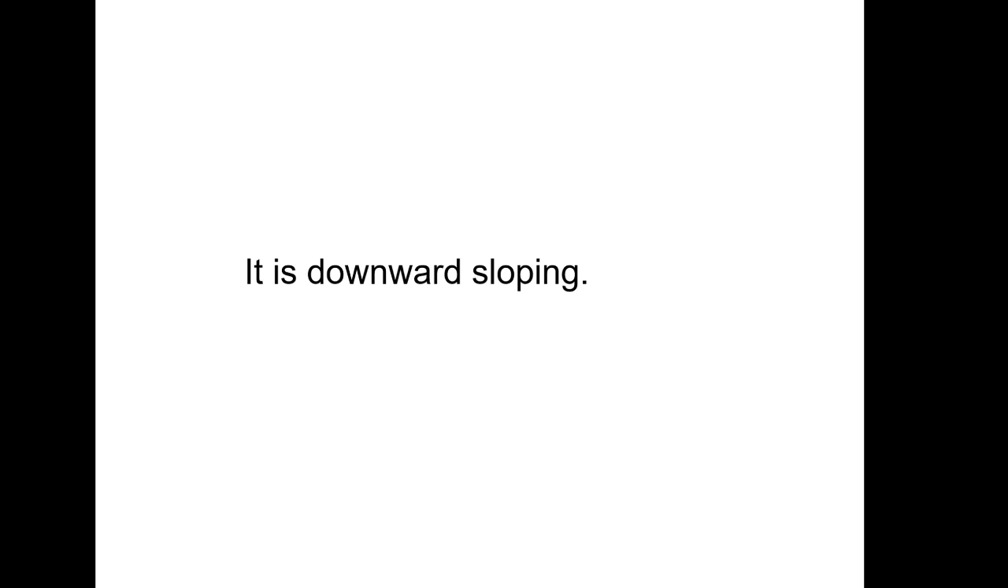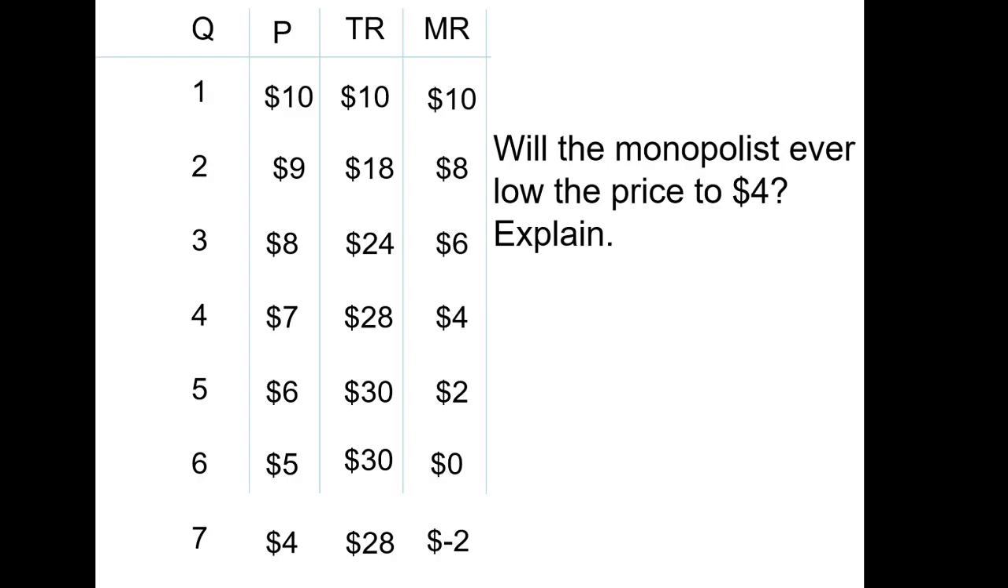Now, let's go to the chart again. Will the monopolist ever lower the price to $4? So in order to sell more goods, the monopolist has to lower the price. The question is, would he ever want to sell 7 units at $4? And the answer is no, because total revenue is actually less at 7 than it was at 6. Some of you are going to argue, why even sell 6, sell 5?